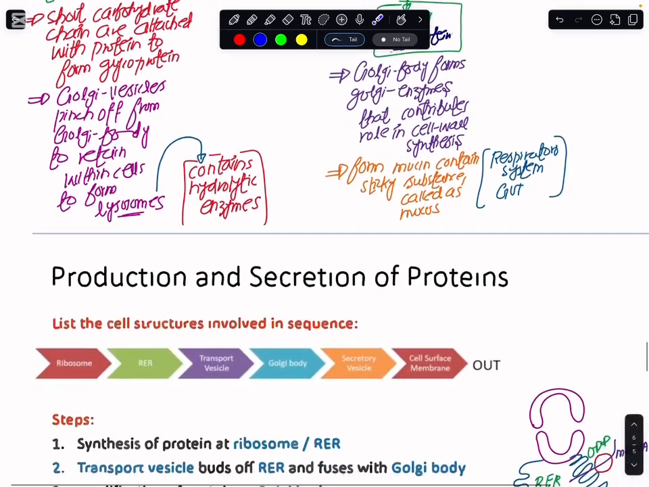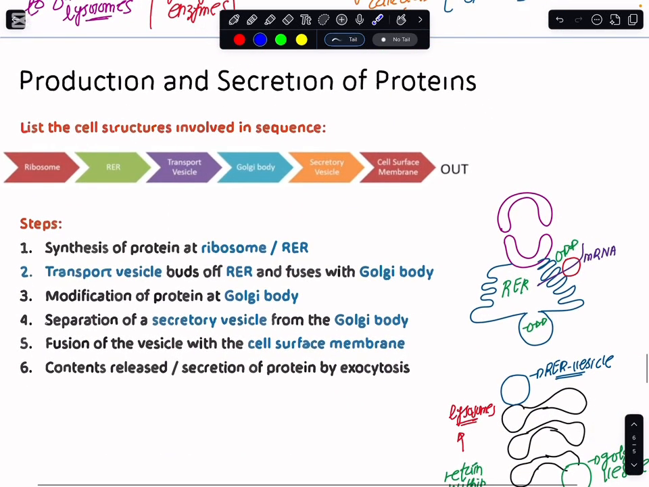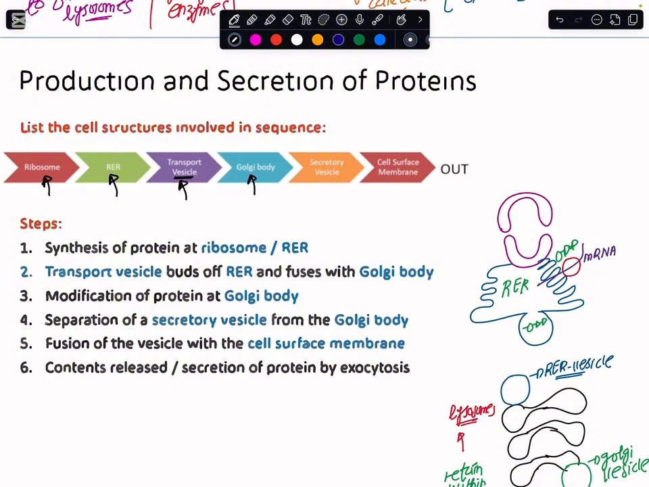Now, if I were to simply summarize this, how would the production or the secretion of the protein be taking place? Initially, there would be the ribosomes coming. The ribosomes would be attached to the RER vesicles. Now here the transport vesicles would take the protein to the Golgi body. The Golgi body would modify the protein and it would be packed in the excretory vesicles or the Golgi vesicles. And these Golgi vesicles would move toward the cell surface membrane and ultimately they would be released out.